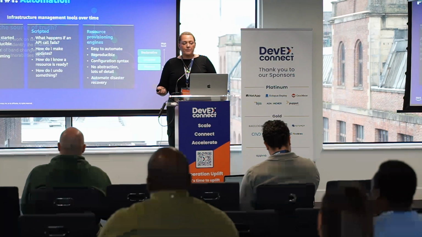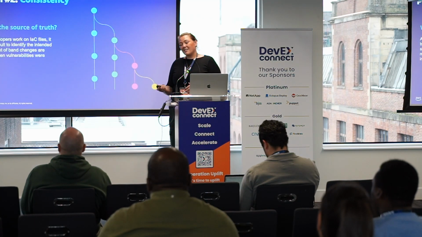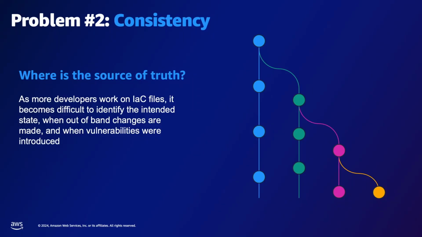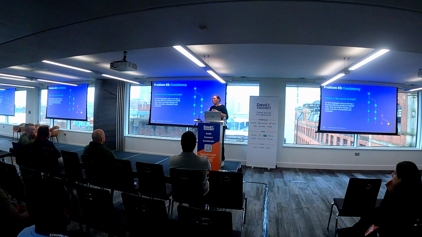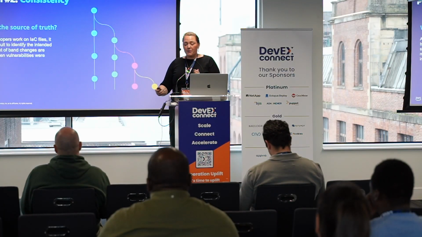So what's the next problem? Well, the next problem is consistency, and what is the single source of truth? This is particularly difficult when you have multiple people working across configuration files. If you have just one or two of you and you've got good documentation, but who likes writing documentation? Nobody. We're hoping AI tools are going to come in and do this for us. But it can be really difficult to understand what the desired state should be and what is accurate, and also when vulnerabilities might have been introduced.